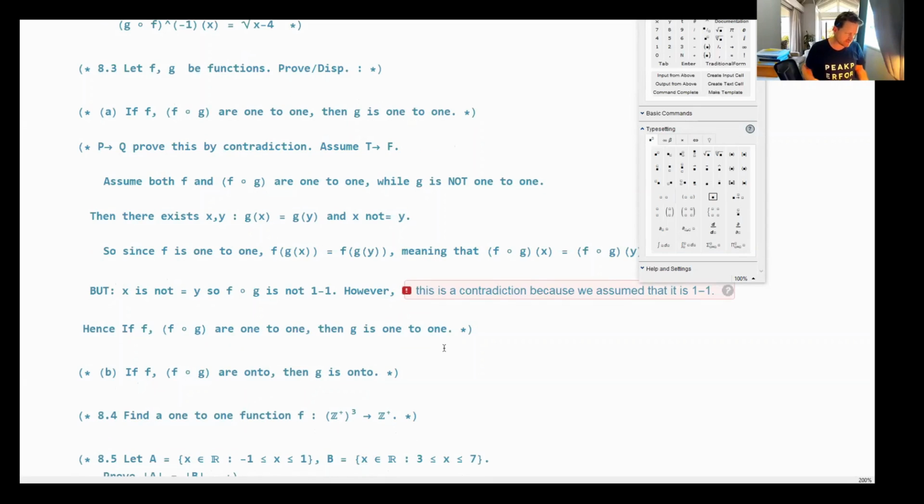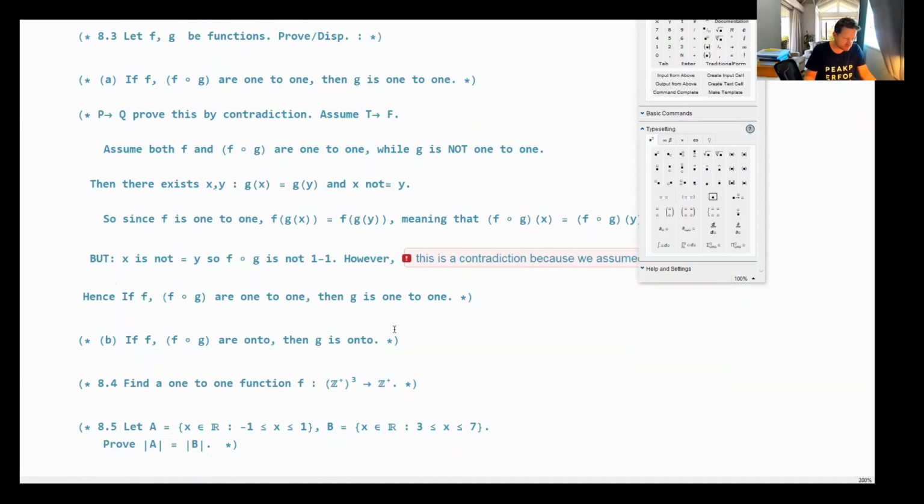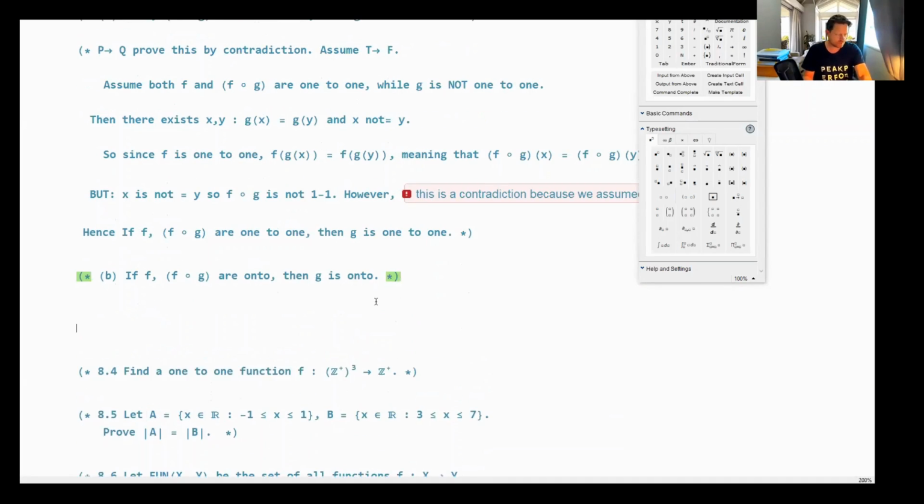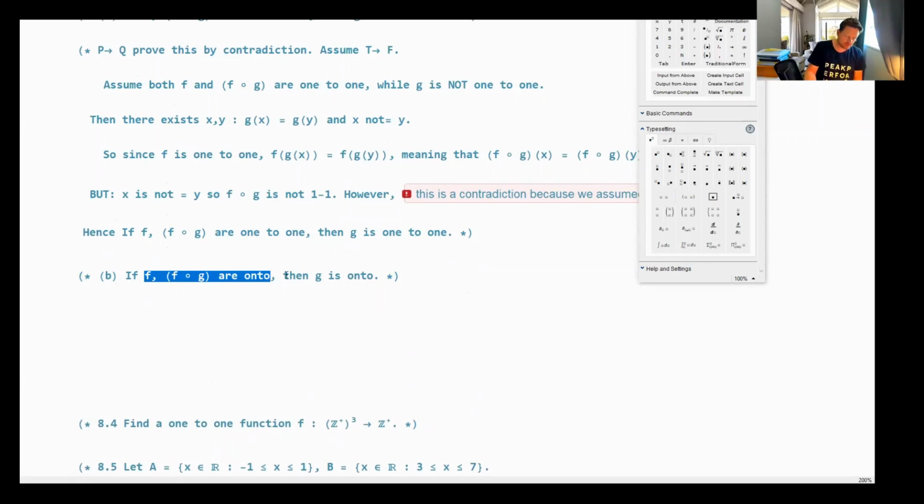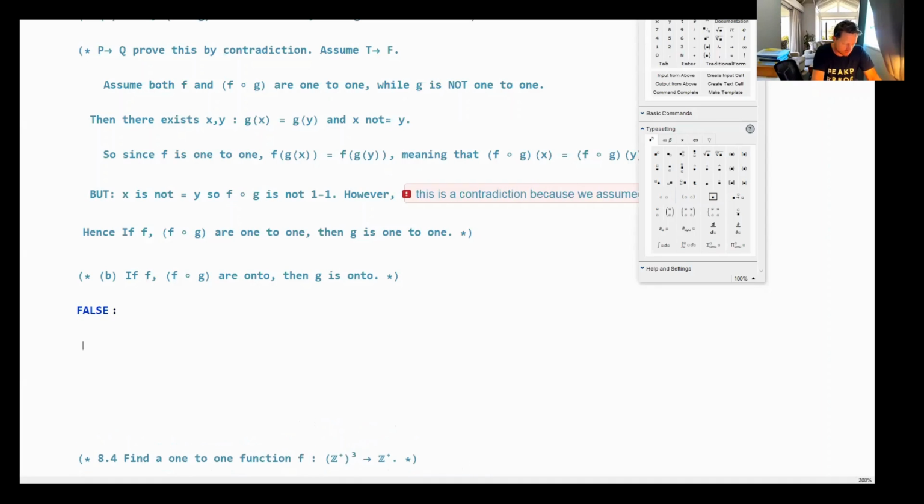All right, great. So now let's look at the next one, unless you have any questions about that. Okay, so same story, f and g are functions, prove or disprove. So we're doing this one now. If both of those are onto, then g is onto. Okay, so this one's false, right? And you've got to play around a little bit before you realize exactly why. But I'll just show you some very simple sets that show you why this is false. So let's just say false, and we're giving a reason why.